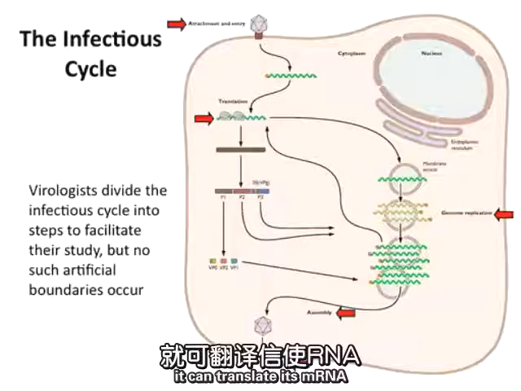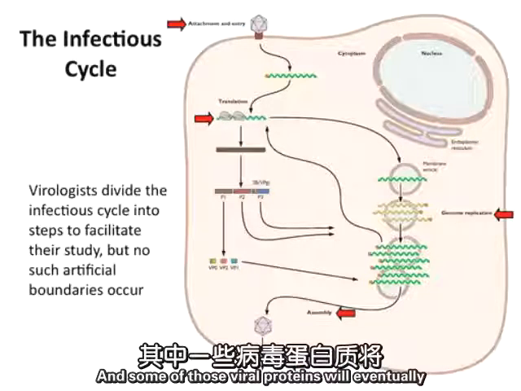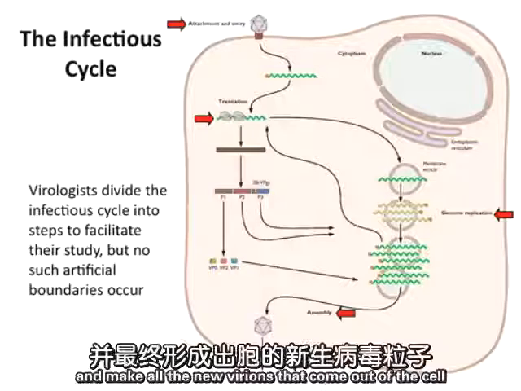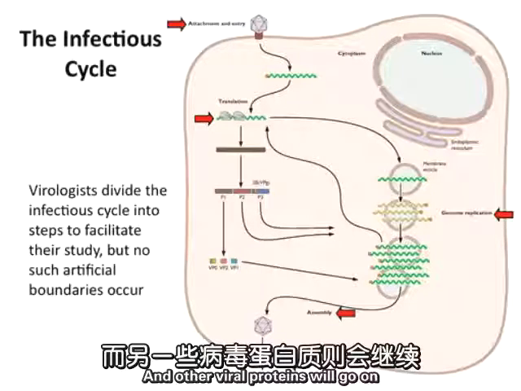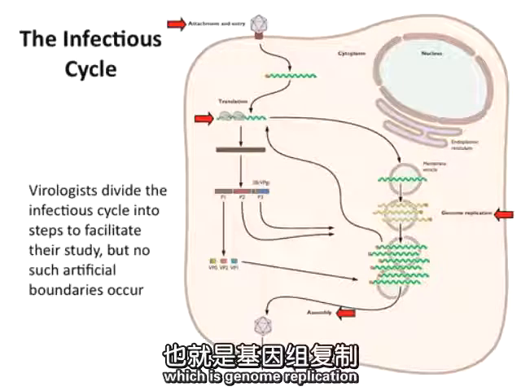It can translate its mRNA and make viral proteins, and those are shown here on the left side. Some of those viral proteins will eventually go on to make new capsids and make all the new virions that come out of the cell. And other viral proteins will go on to carry out the next step of the infectious cycle, which is genome replication.